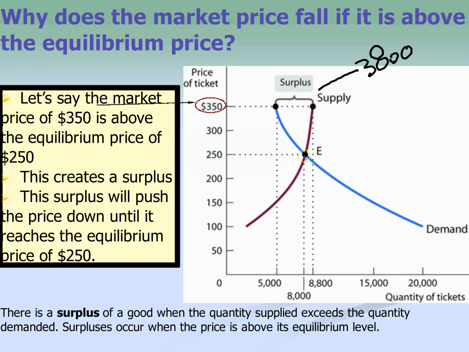So you're going to move along the curve to that equilibrium price as a result of this. A surplus is ultimately going to push the price down until it reaches that equilibrium. Why? Because you have too much of it, and you're not going to sell it at $350 when the market is selling it at $250. So you're going to either have to lower your price, or you're going to be stuck with the item.